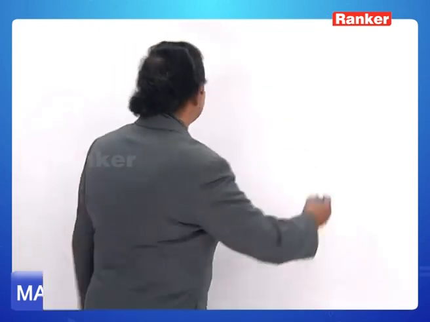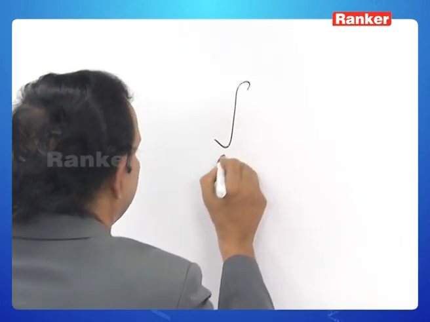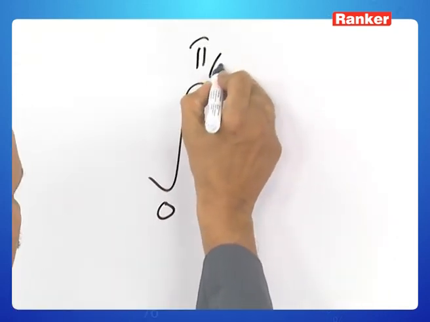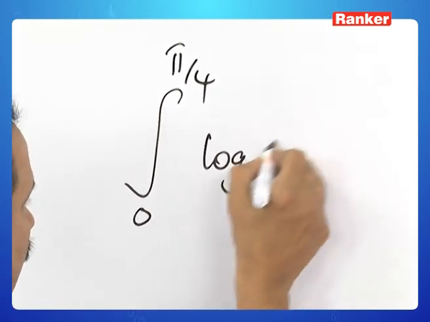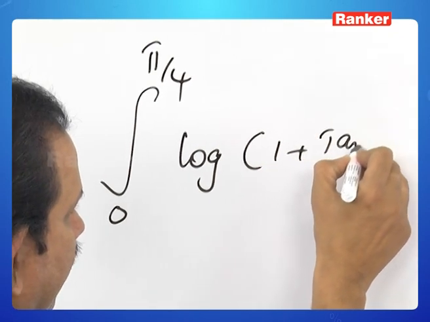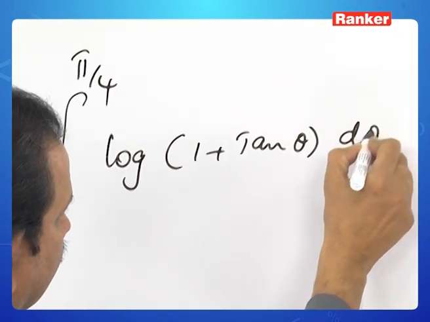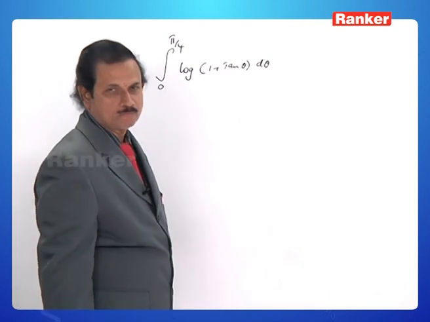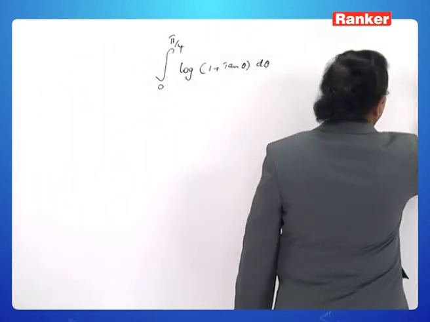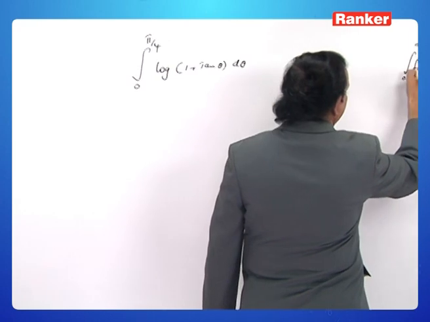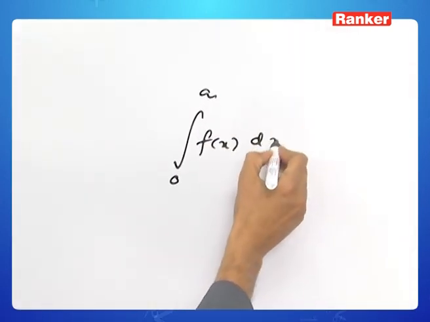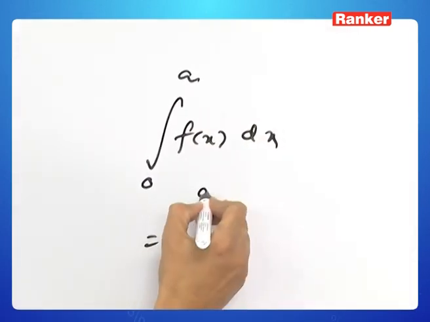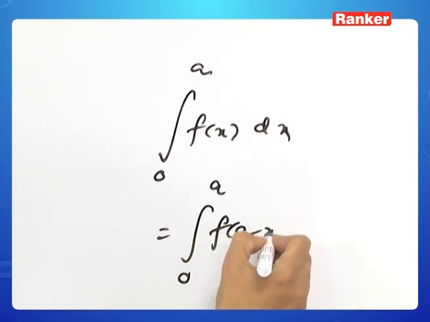We shall now go through some more important and main problems in definite integrals. Out of them, the very first problem is the integral from 0 to pi by 4 of log of 1 plus tan theta d theta. We know that integral 0 to a f of x dx is equal to integral 0 to a f of a minus x dx, isn't it?